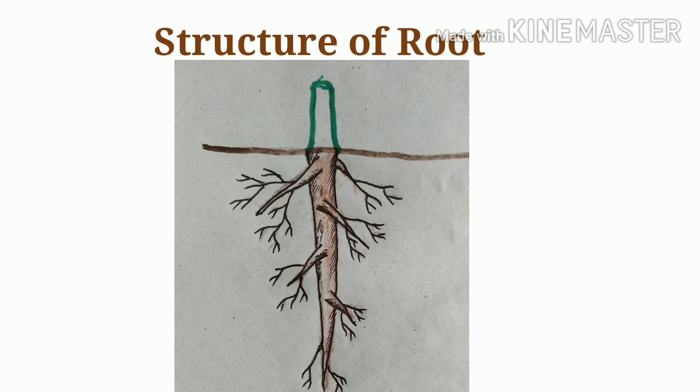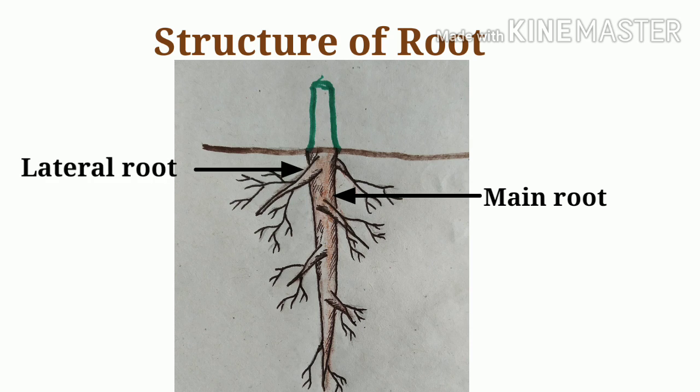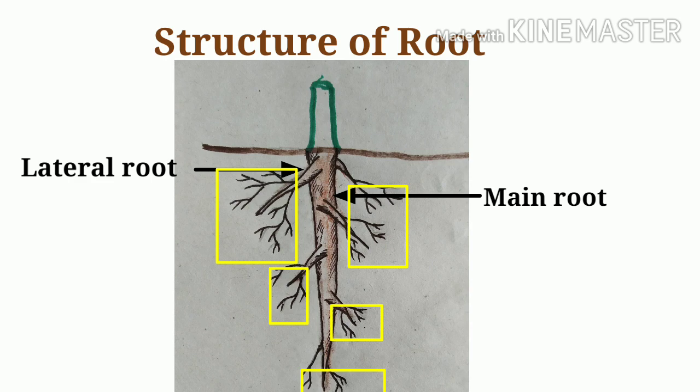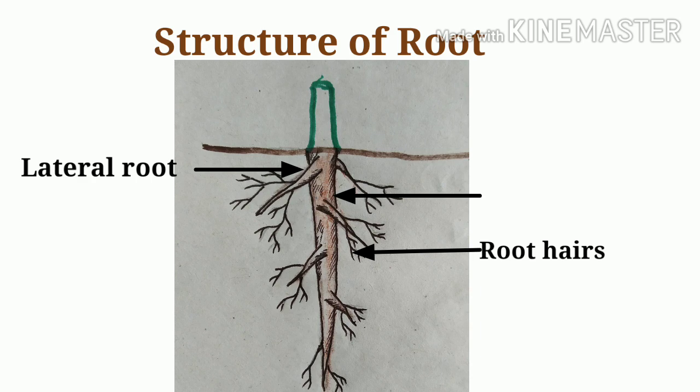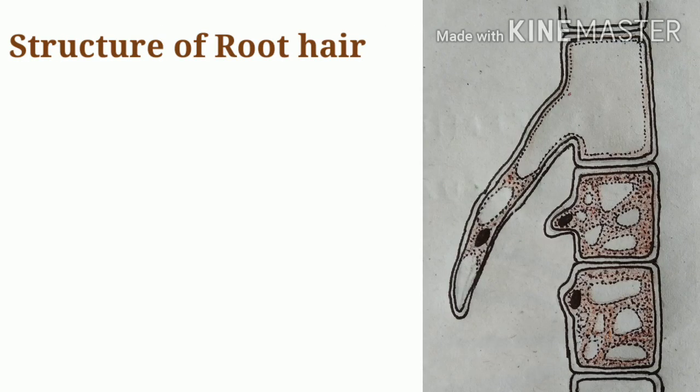The root system of plants consists of a main root, which gives out lateral branches which are called the lateral roots. The lateral roots bear a large number of fine outgrowths called the root hairs. Now, let's study the structure of root hair.